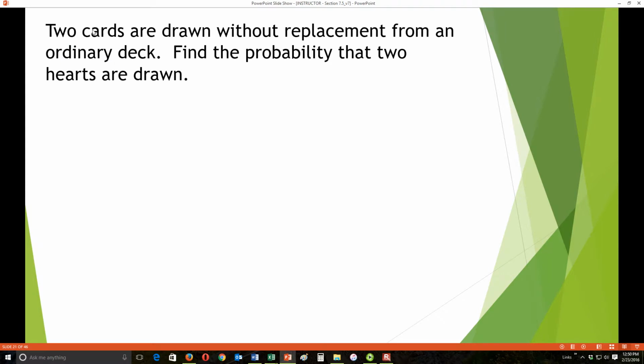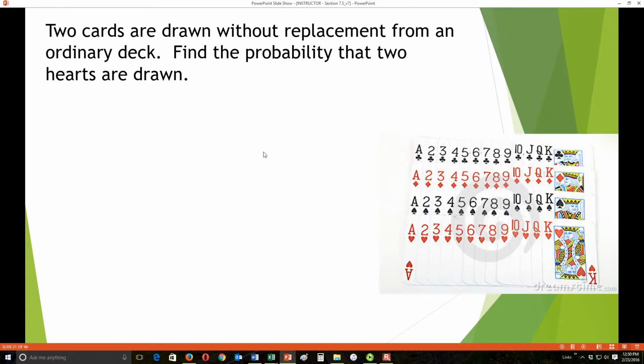Let's look at another example. 2 cards are drawn without replacement from an ordinary deck. Find the probability that 2 hearts are drawn. Now notice I'm not just talking about a second card here. I want the probability that I draw the first card as a heart and the second card as a heart.